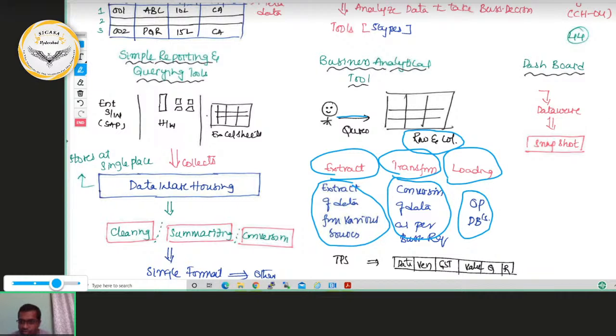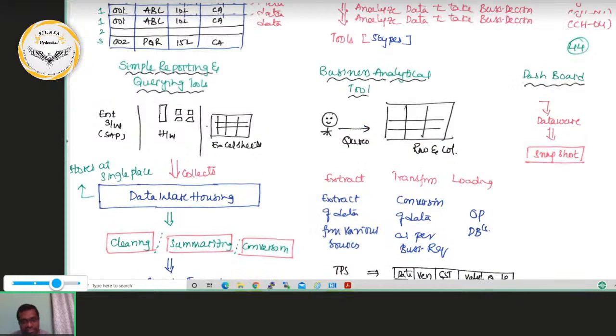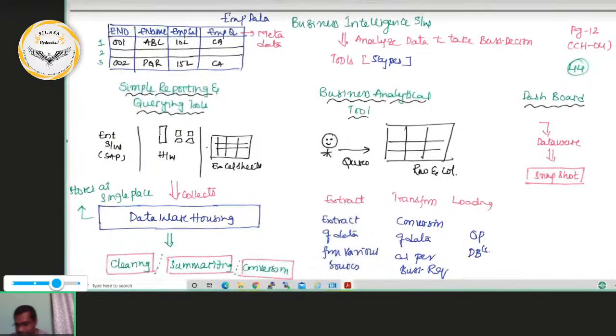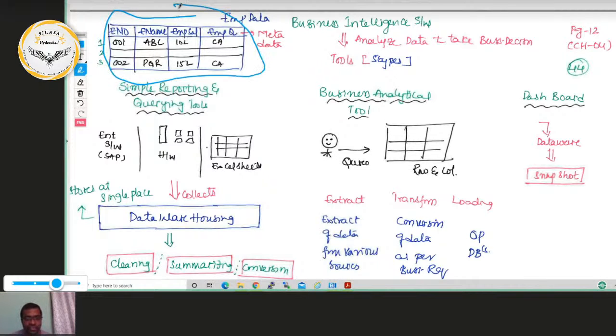So if you see this particular business analytical tool, as I told you, whenever a user asks a query, it generates a report in a two-dimensional format. For example, if I want to know how many employees there are in my organization and I ask this query, it generates a two-dimensional format like this, and the top row is called metadata.